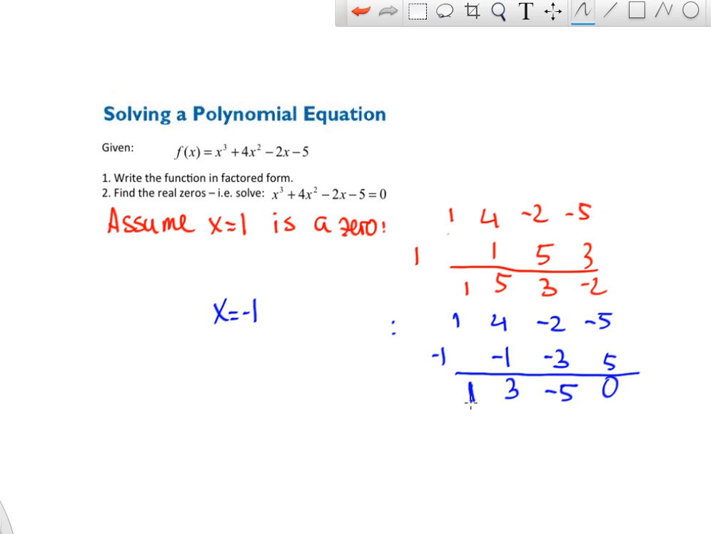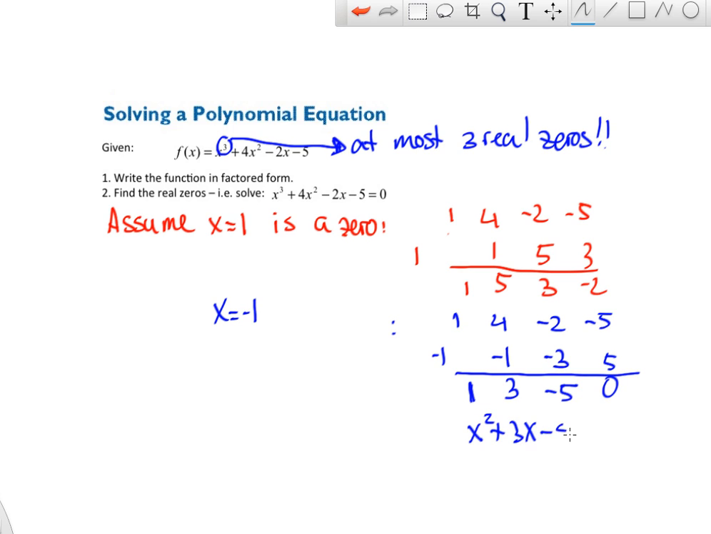Great. The reason this was such a great strategy here is because it's a cube. So that means that it has, at most, 3 real zeros. So as soon as I get down here, that's a quadratic, right? That's an x squared plus 3x minus 5. And I still like writing this because it helps me with the factoring. And then I can see if it's factorable or if I need to solve it some other way. And in this case, I don't believe that's factorable. So let me use the quadratic formula actually.